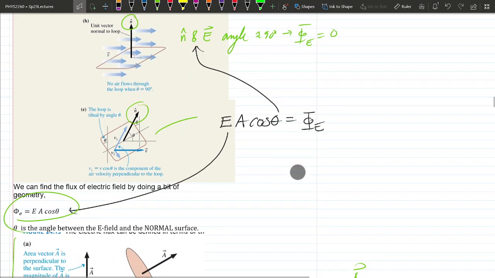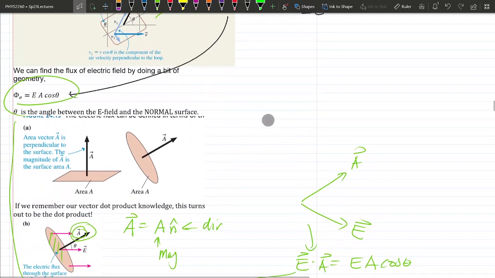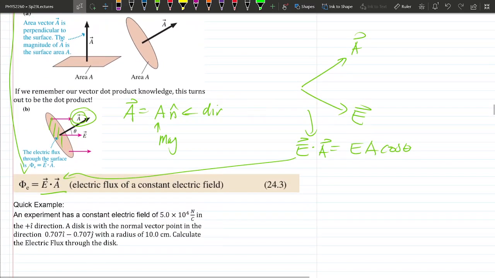But in general, you can calculate this by taking the electric field times the area of this surface times the cosine of theta, where theta is the angle between the normal vector of that surface and the electric field vector. And this is where we got up to yesterday mostly.